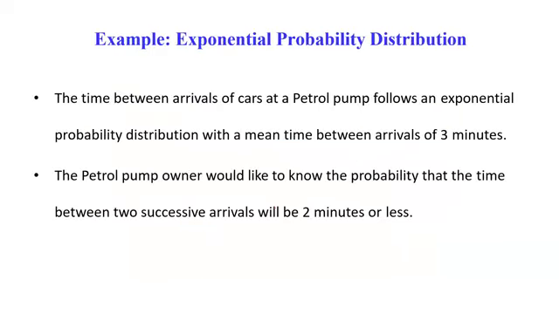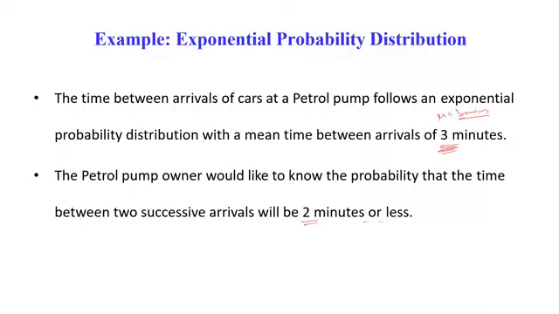Let's do this. The time between arrivals of cars at a petrol pump follows an exponential probability distribution with a mean time between arrivals of 3 minutes. So here mu is equal to 3 minutes. The petrol pump owner would like to know the probability that the time between two successive arrivals will be 2 minutes or less.